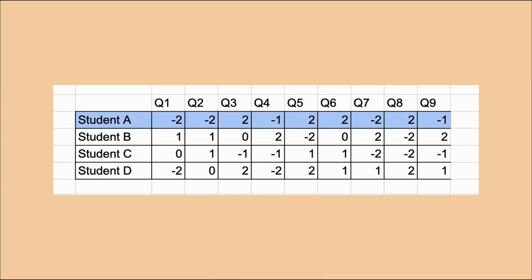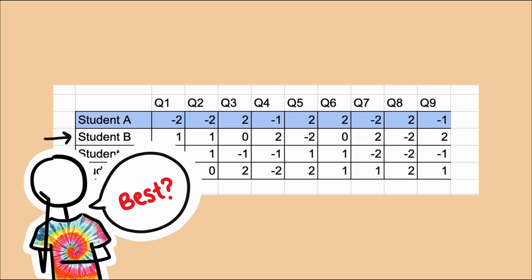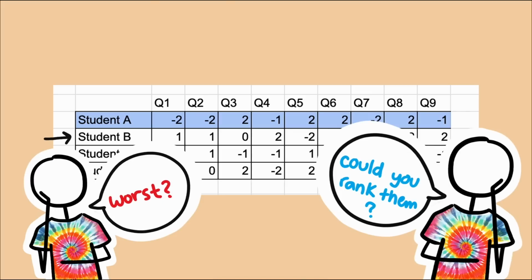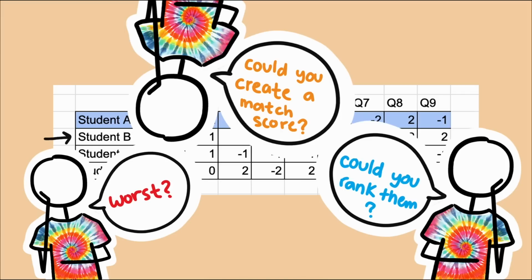Here are survey responses from 4 students. Each row shows the responses for a student, and the columns represent answers on the same question. Take a moment and look at the table. Which student would be the best match for student A? And which one would be the worst? Could you rank the students from best to worst? Or could you create a match score to tell how well each student fits with student A?